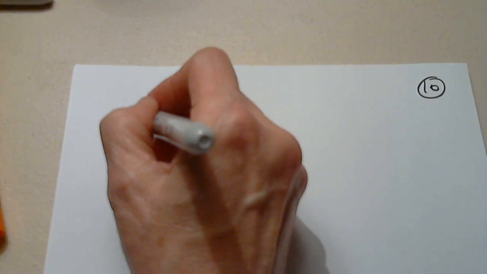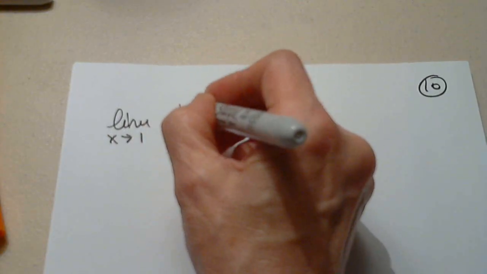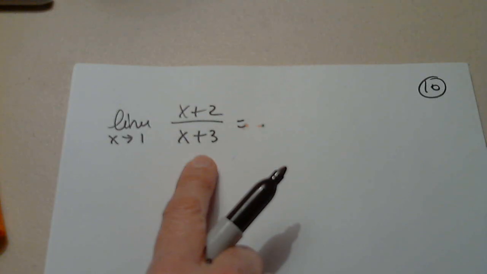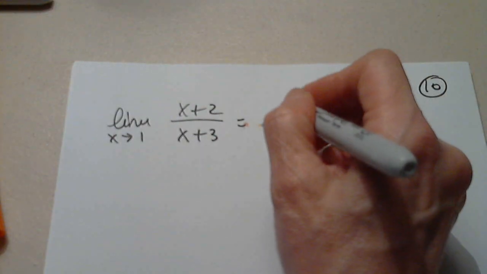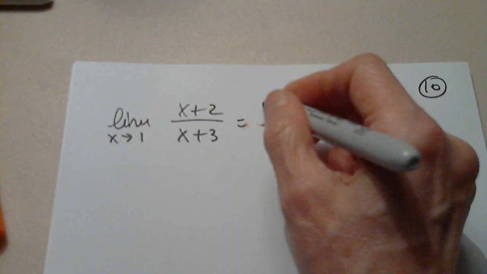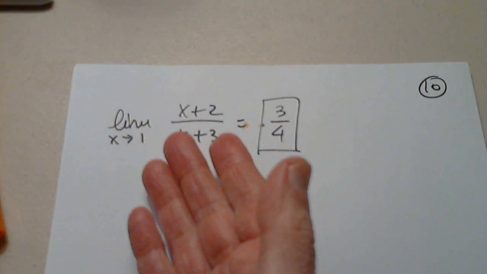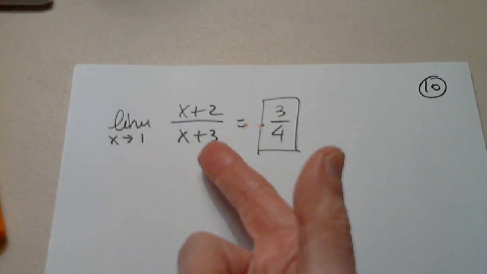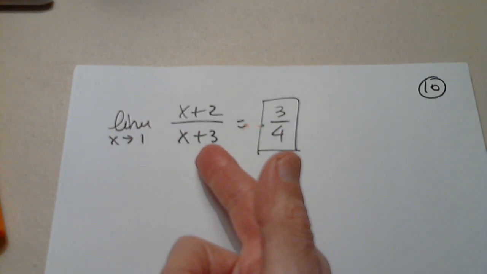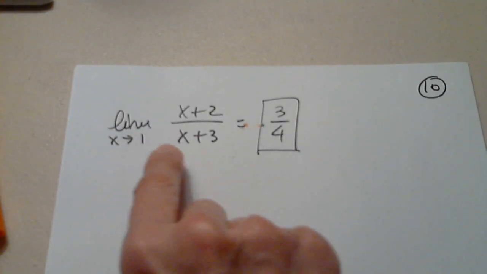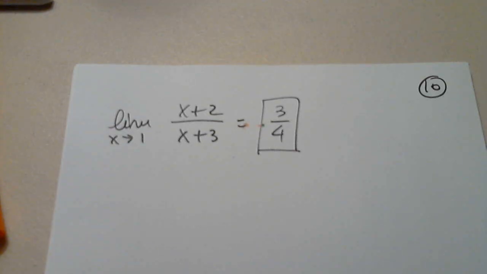Let's say I have the limit as x approaches 1 of x plus 2 over x plus 3. 1 is in the domain. I can straightforwardly plug it in. So this is 3 over 4, and it's done. Why? Because it happens that 1 is in the domain of this function. And for rational functions, I can simply plug it in if 1 is in the domain and get the limit. In this case, it happens to be the same as the function value.